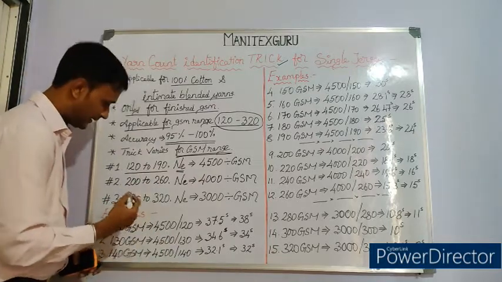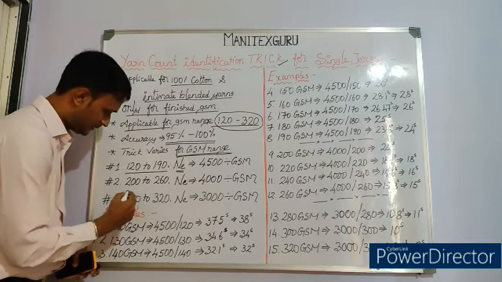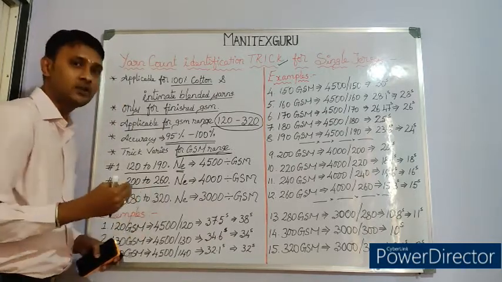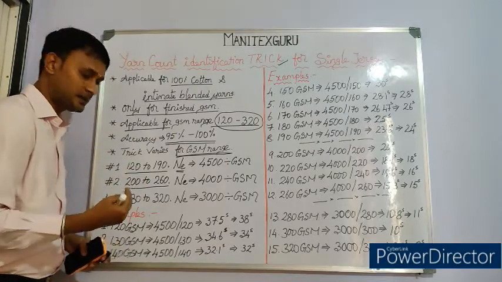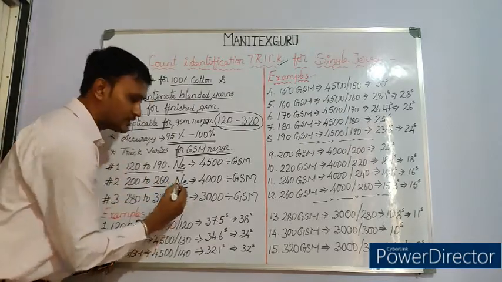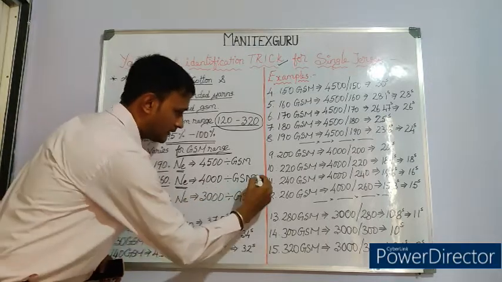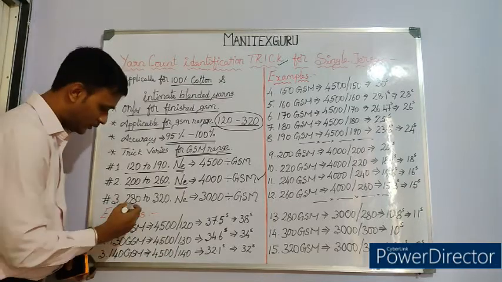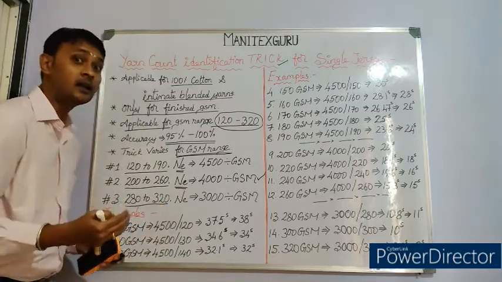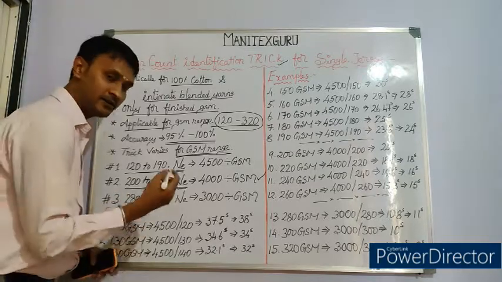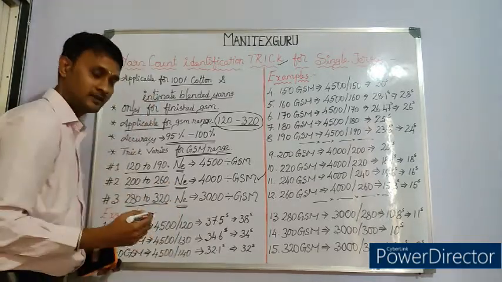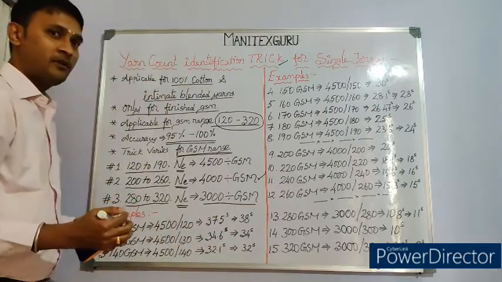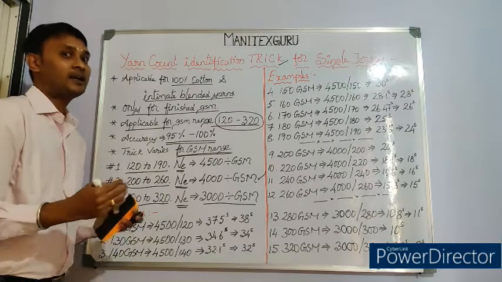And the second trick is for medium to heavy, 200 GSM to 260 GSM. This GSM range we call medium to heavy GSM. For that, NE, the English count, is equal to 4000 divided by the required GSM. The third trick is for 280 to 300 GSM ultra heavyweight fabrics. For that, the trick is NE, the English count, is equal to 3000 divided by GSM. Before just explaining the trick will not help everyone.